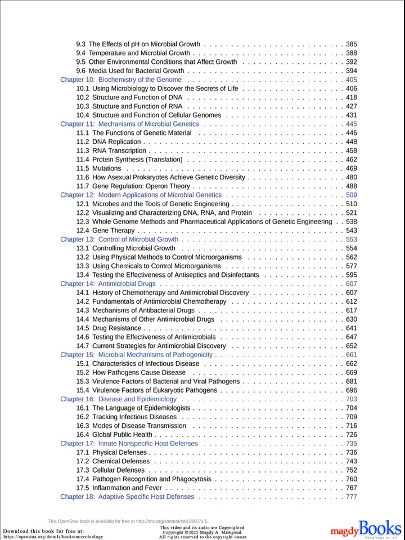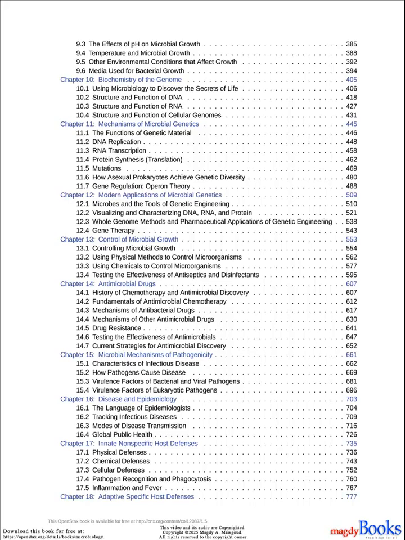Chapter 10. Biochemistry of the genome. 10.1. Using microbiology to discover the secrets of life. 10.2. Structure and function of DNA. 10.3. Structure and function of RNA. 10.4. Structure and function of cellular genomes.